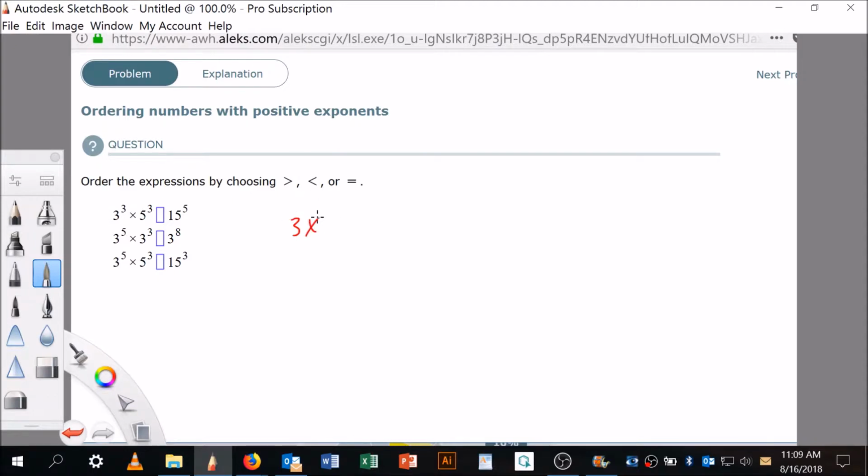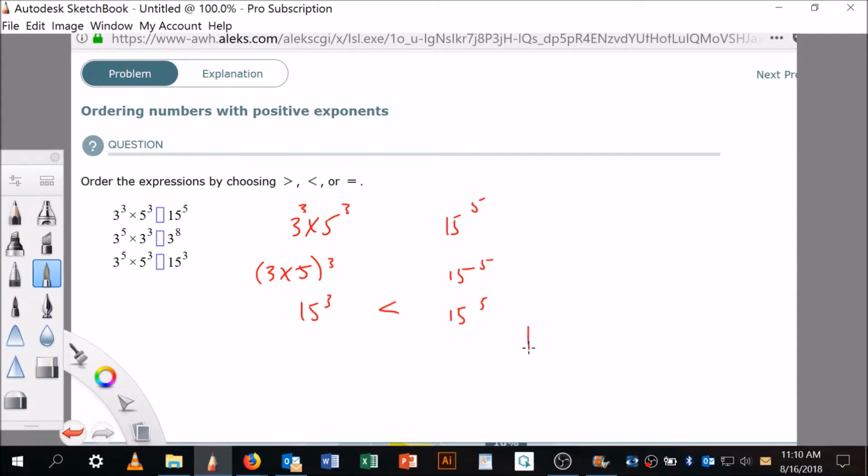3 cubed times 5 cubed, blank, 15 to the 5th. These both have the same exponent, so I can take the exponent to the outside of the parentheses. I can see that that's 15 cubed, and this is 15 to the 5th. Okay, so it looks like this one's less than.